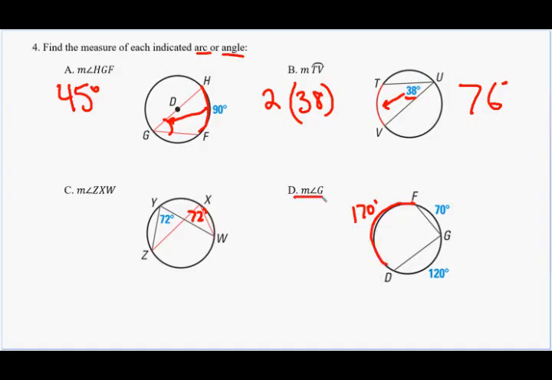And they're asking us to find the measure of angle G. So we're going to cut that 170 in half, and we're going to get 85. Angle G is 85 degrees.